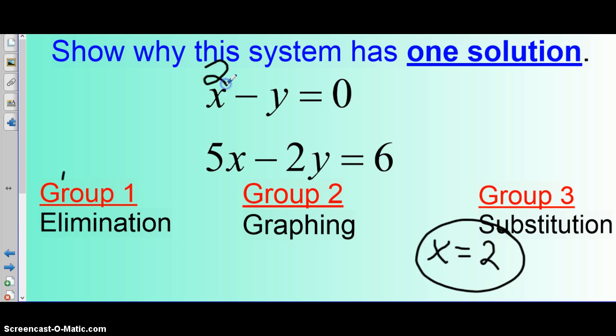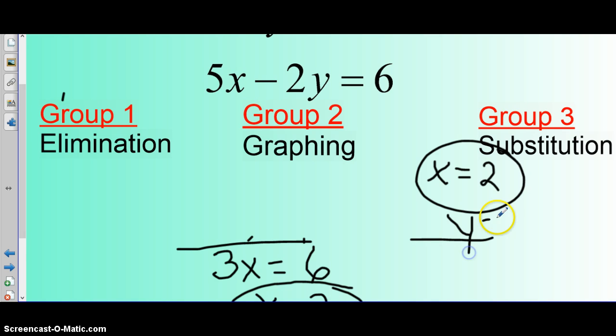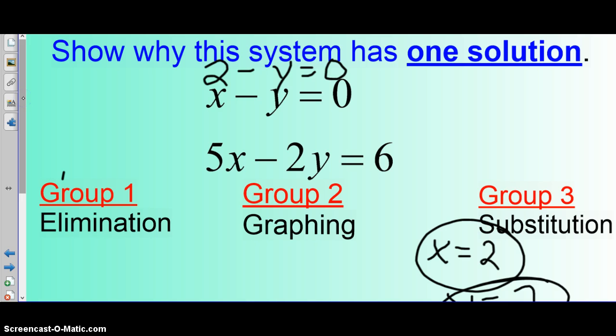So if x is equal to 2, 2 minus y equals 0. Obviously, y is equal to 2 as well. Because 2 minus 2 is equal to 0. 2 minus 2 equals 0. It makes sense that we have this 2 here.